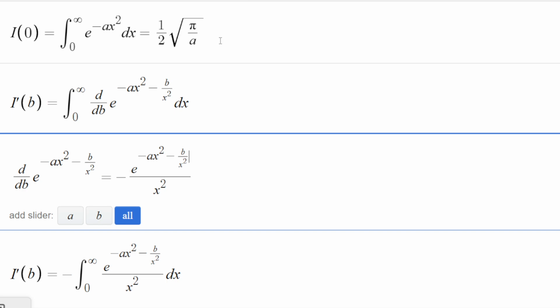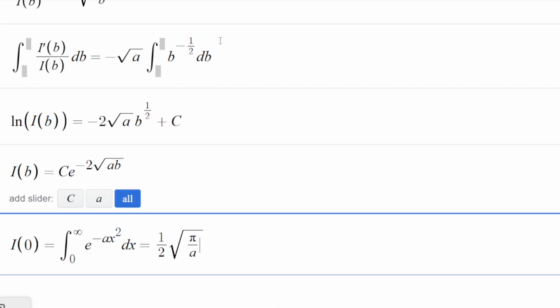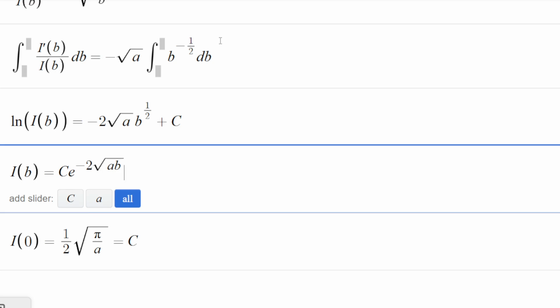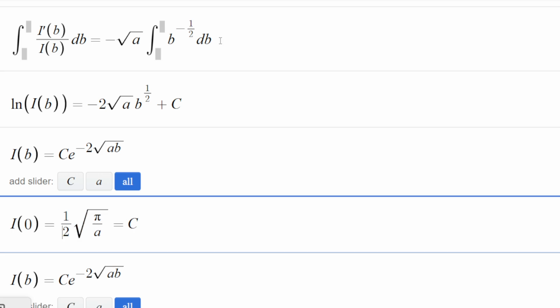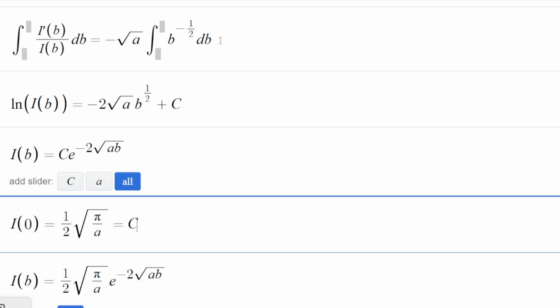Well, we know that I of 0 is equal to 1 half the square root of pi over a. But that's also equal to this when we let b equal 0. If we let b equal 0, this whole exponential term right here cancels to 1. So we just have c is equal to 1 half the square root of pi over a. So our I of b finally is just equal to this. And let's verify that.